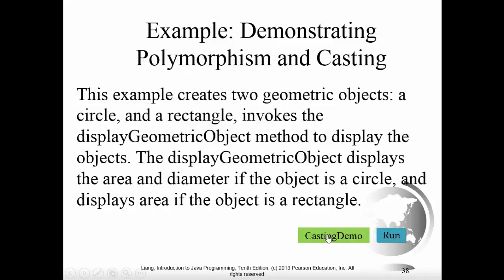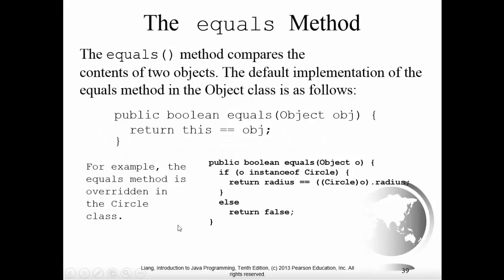There's an example here of a casting demo, and this talks about our geometric object so that you can see that we can use it as a circle and a rectangle, and how we can determine which is which as we're using our different objects.